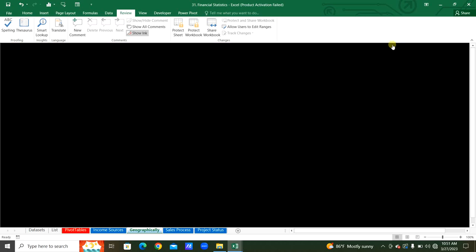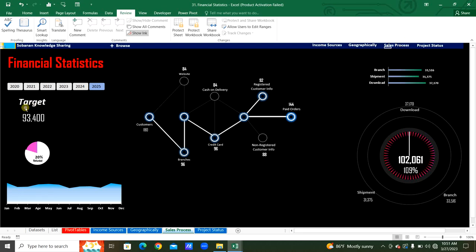The next sheet is sales process. Target is here. In the pie chart, we can see the refunded percentage. See in 2023 13% refunded. For each year, monthly wise target and monthly wise income in the area chart. And in this bar chart, delivery types: branch, shipment, and download. These are the delivery types, changing yearly wise. And the sales percentage in this donut chart, 103% sales achieved. Here in 2022 96% sales achieved. So the remaining 4% needs to be achieved.